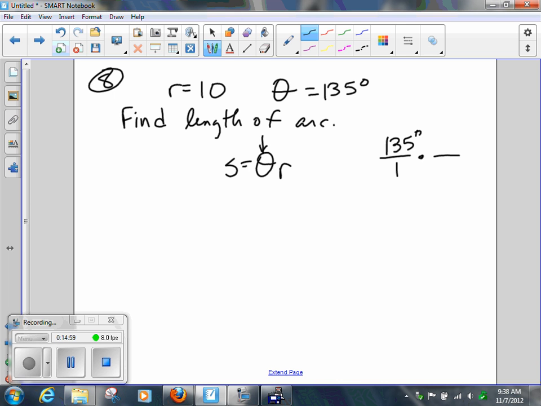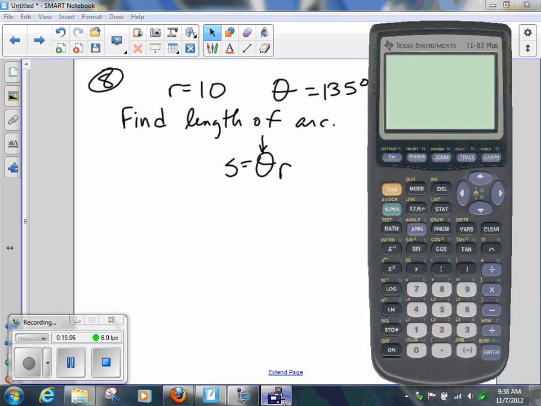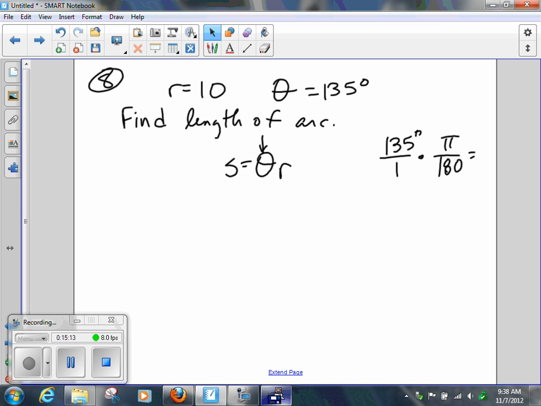135 over 1. What's my conversion factor? And folks, this is all calculator. It's a no-brainer. 135 divided by 180, right? Which gives you 3 pi over 4. That's about 45. So 90, that's 2, 135 is 3. That's 4. 3 pi over 4. Okay?